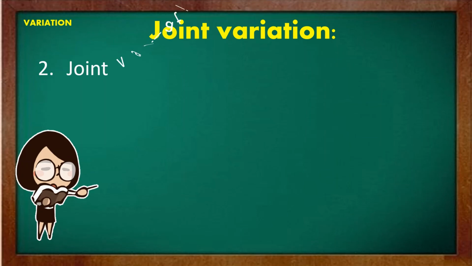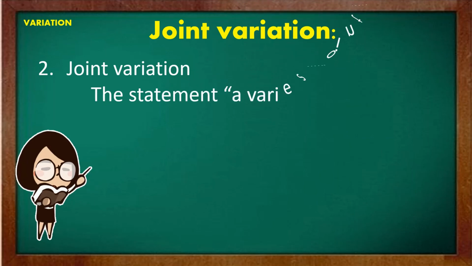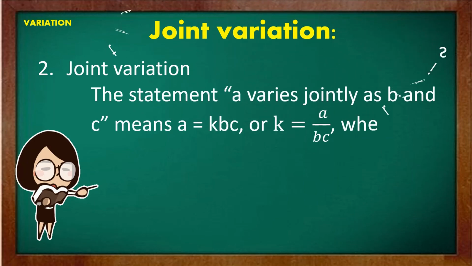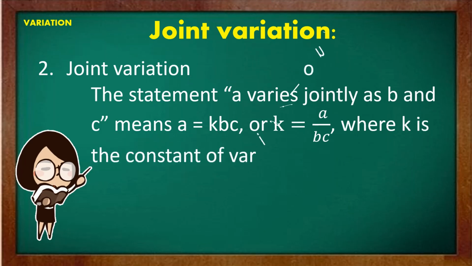Okay, now, joint. This is the third variation. Joint variation, the statement A varies jointly as B and C means A is equal to KBC. Or, when we get the constant of variation, K is equal to A over BC, where K is the constant of variation.